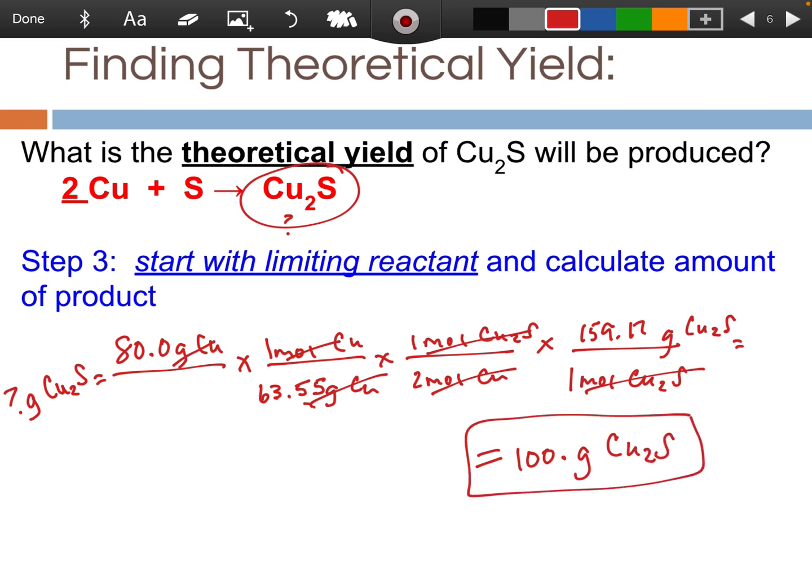So if everything goes perfect in the reaction, this number, the 100 grams of copper sulfide, is your theoretical yield, which means that is the maximum amount of product that can be produced because copper will run out first.